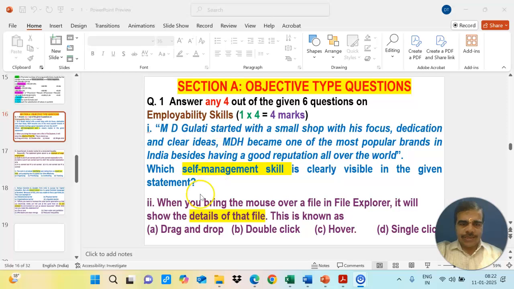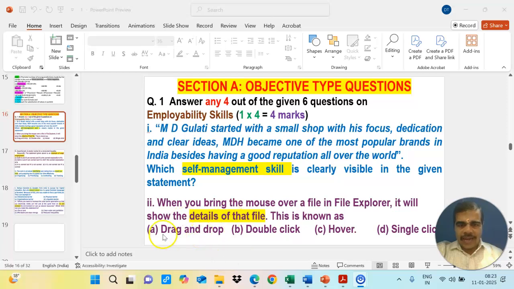Next, go for the second question. When you bring the mouse over a file in File Explorer, it will show the details of that file. This is known as: first one is drag and drop, second one is double click, third one is hover, fourth one is single click. So what is happening here is that when you bring the mouse over a file in File Explorer, it will show the details of that file.